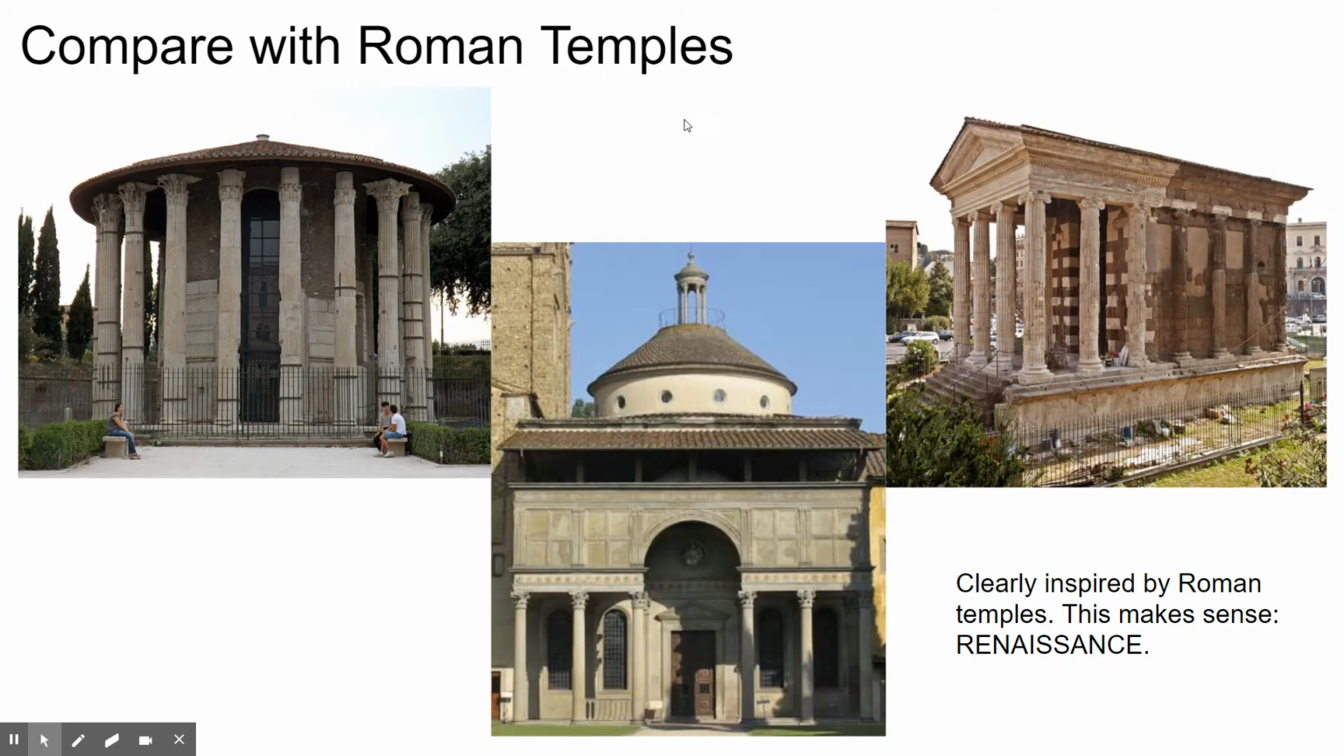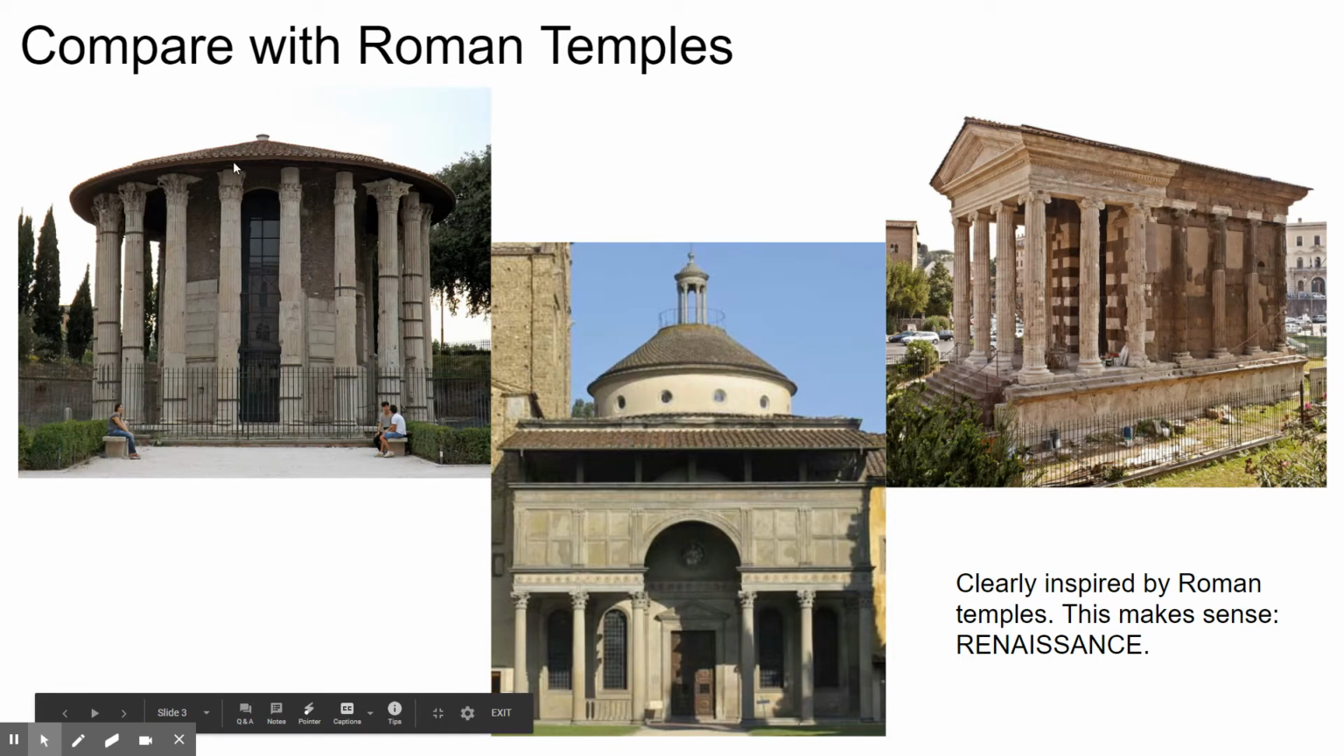Or chapel, at least. Okay, so here's our Pazzi Chapel. We compare it with Roman temples. So this is a circular Roman temple, but we can see it looks very similar. It's clearly inspired by Roman temples specifically. This is the Renaissance. That makes sense.